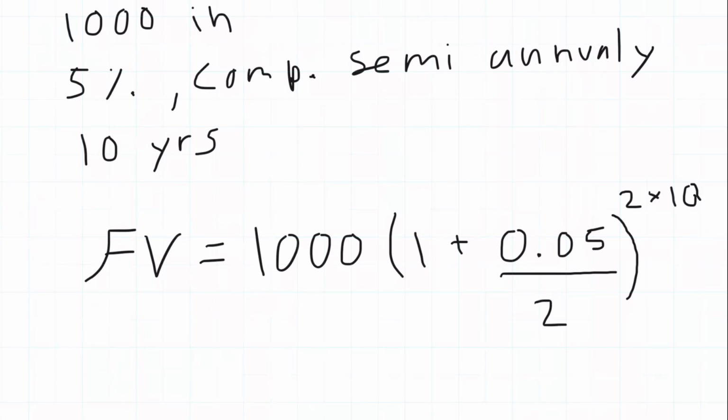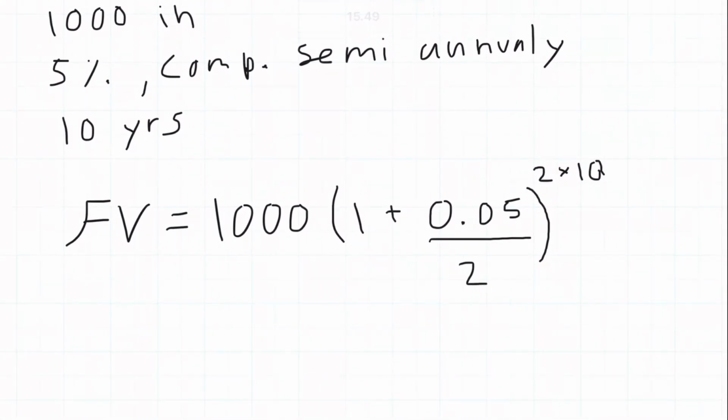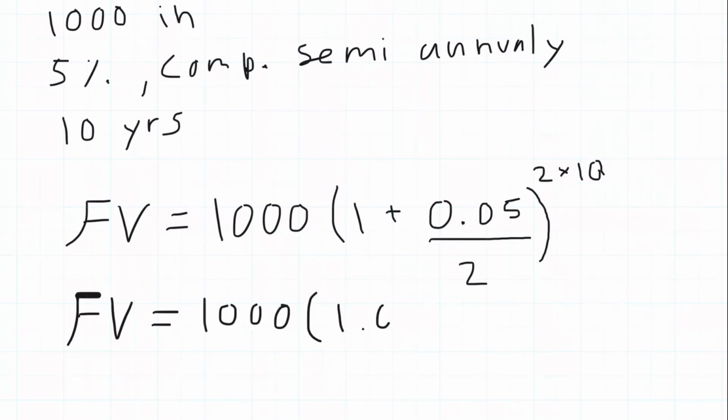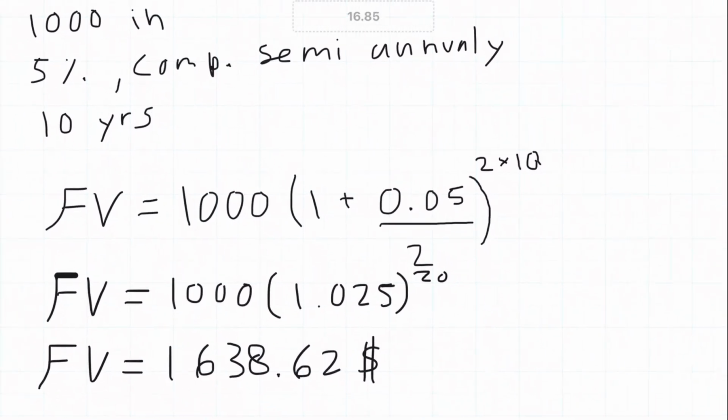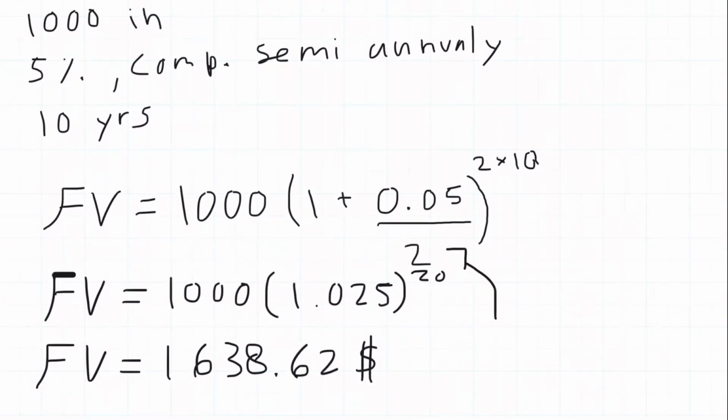Now let's plug this all in, and again, let's first simplify it a little bit, just so we don't make some errors. And we're going to get 1,000 times 1.025 to the power of 20. And then when we punch this all in, we get $1,638.62. So that one's a little bit different now because we actually included this compounding period. So that's a little bit of a level up from the last question.